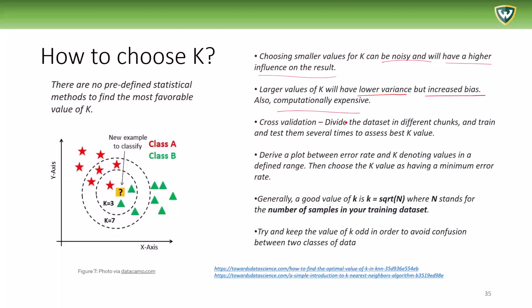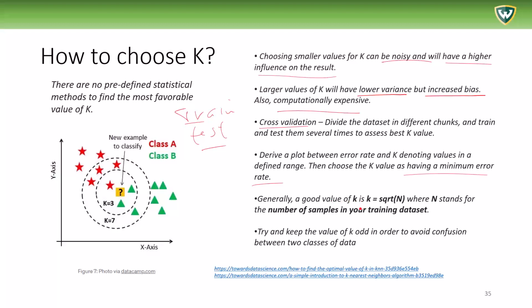Cross-validation means we divide the data set into different chunks and train and test them several times to assess the best value. Remember how we have both a train and test set? So we can kind of switch these up a little bit, randomize different train and test sets, and this is part of the cross-validation to make sure that we train a better model. We can also derive a plot between error rate and K denoting values in a defined range, and then choose the K as having a minimum error rate, and we can do this in different ways, and I'll show you one way to do it as well in our Jupyter Notebook.